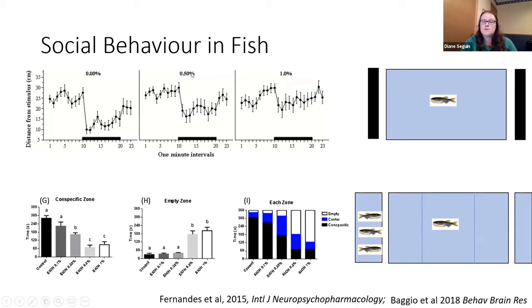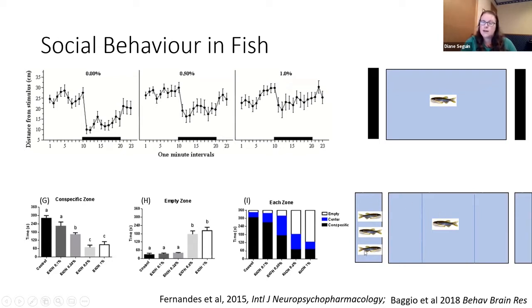If we look at our medium concentration group, we see the same approach to the social fish, but they're not approaching as much as our control fish. And if we look at the 1%, we're still seeing this dip where they are responding to the social stimulus, but they're definitely not showing the same preference for the social stimulus as we see in our control group if you compare the two.